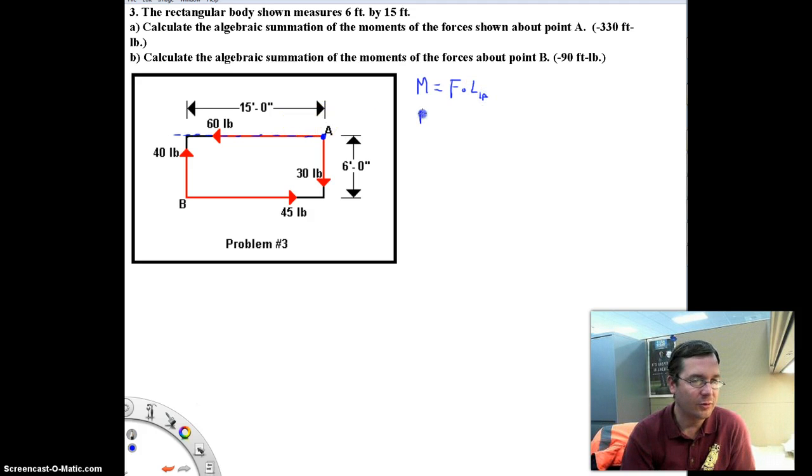So in this case, the moment equals 40 pounds times, and what's the distance? 15 feet. 40 times 15 is 600, and the unit of a moment is pound-feet. If you think about the direction, this is clockwise, which by convention we would consider to be a negative moment.